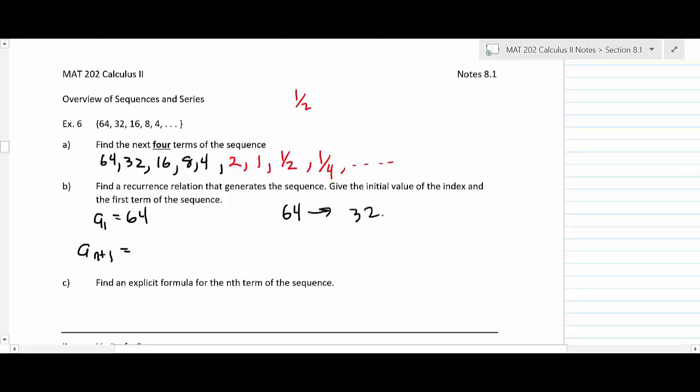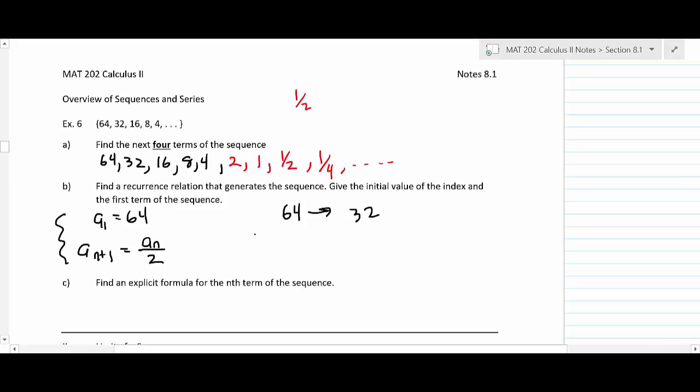What did we just do? We divided it by 2. So you could think of it like this: you take a term in the sequence, and then you divide it by 2. Once you do that, you want to verify and make sure that that's a correct recurrence relation. So that appears to be the right answer.